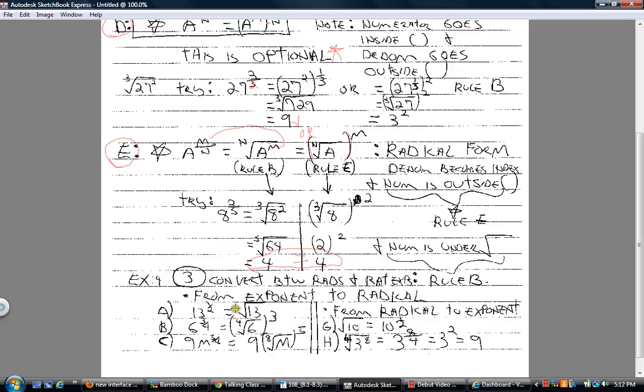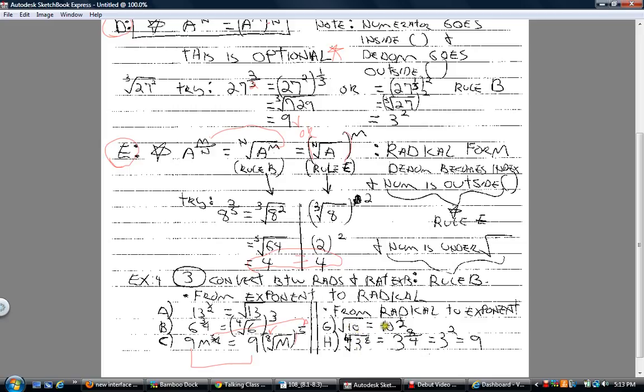So you could use those to convert between radicals and exponents. Rule B here goes from an exponent to a radical. 13 raised to the 1/2 is the square root of 13. I'll just do a couple of these. 9 times 5, m to the 5/8, the 9 stays out. On this one, the denominator becomes the index, and the numerator becomes the outside exponent. I've just shown these; I didn't work them all. Some of them I worked out here.